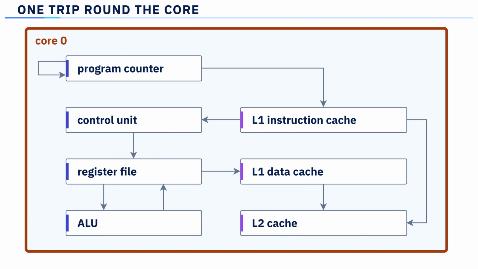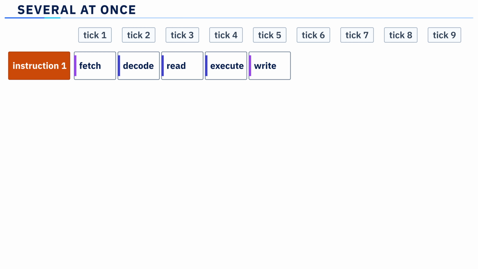Now the surprising part. A core does this billions of times a second, and the way it gets there is not by doing each trip faster. This is the same trip again, written as 5 steps in a row. Fetch, decode, read, execute, write. That is one instruction left to write. Along the top are clock ticks. The clock is a steady beat that keeps every part of the core in step, and each of these steps takes 1 tick. So this instruction is finished after 5 ticks. If the core waited for that before starting the next one, it would only finish 1 instruction every 5 ticks.